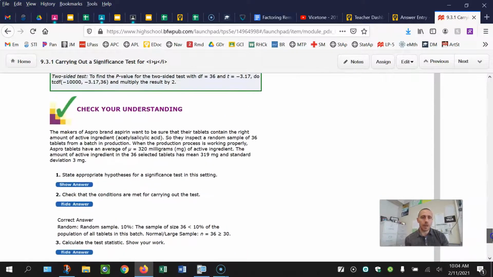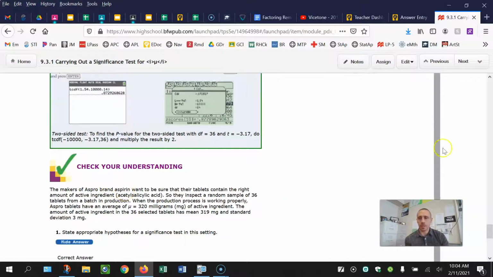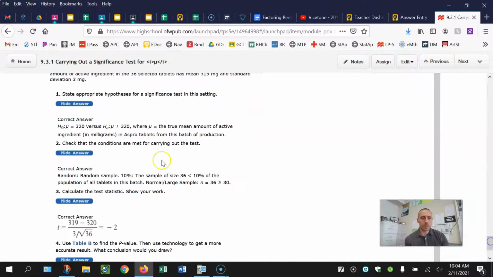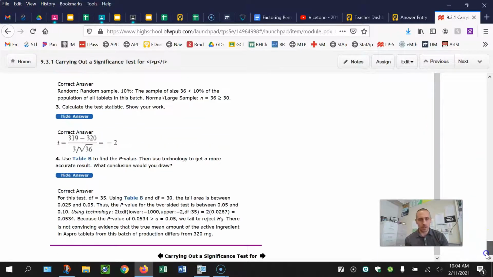Going back to the hypotheses, it was a two-sided test, because mu is not equal to 320, so you have to double the area. So I have to double that 0.02 that I got from the calculator to get the p-value. So the p-value is actually a little bit more than 5%, so we fail to reject the null, which means we don't have convincing evidence for the alternative, that the true mean amount of this active ingredient is different than 320 milligrams.